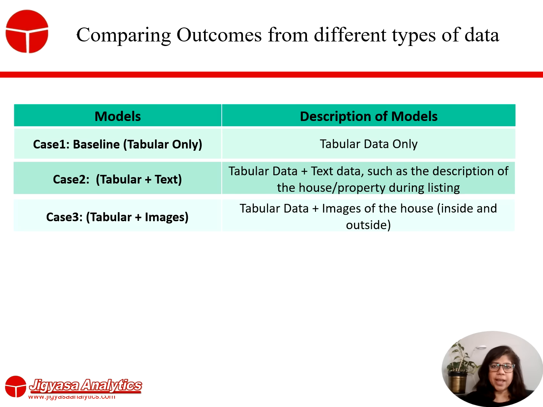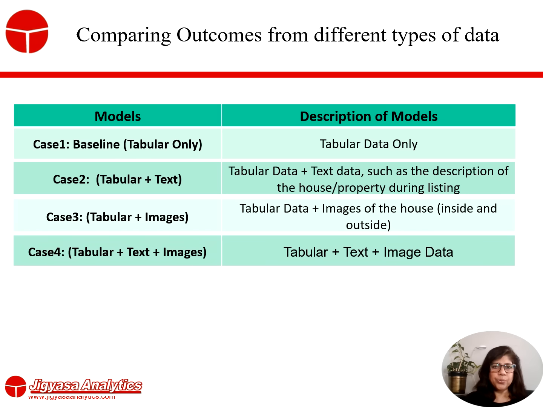For the third scenario, shown in the third row in the table, we combined image data with tabular data. Again, if performance improves, we can conclude that visual information adds meaningful insights. Finally, in the last scenario, we used everything: tabular data, text, and images. We compared this model's results against the previous three to see whether integrating all data types delivers the best performance.